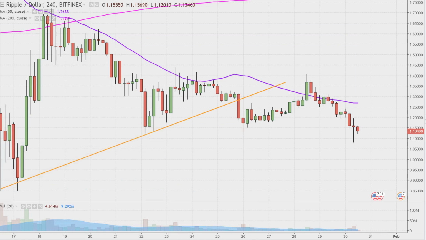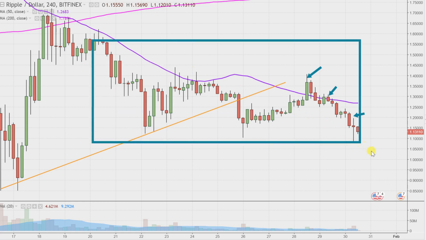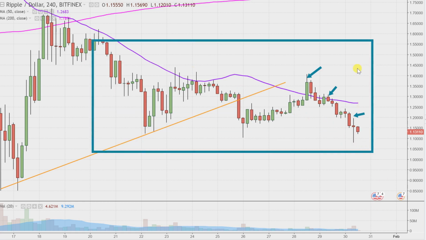Real quick, what do I mean by 4-hour, in case maybe you're new to charts? Instead of each one of these candlesticks representing one day's worth of price action, which is what you would normally see, each one represents 4 hours. So while this may look like a couple months' worth of time, it's actually just the past couple of weeks broken down into 4-hour time slices.